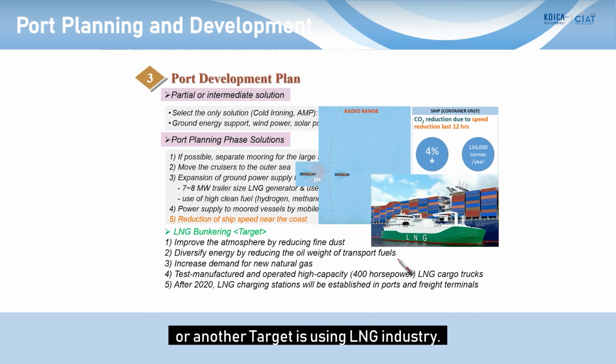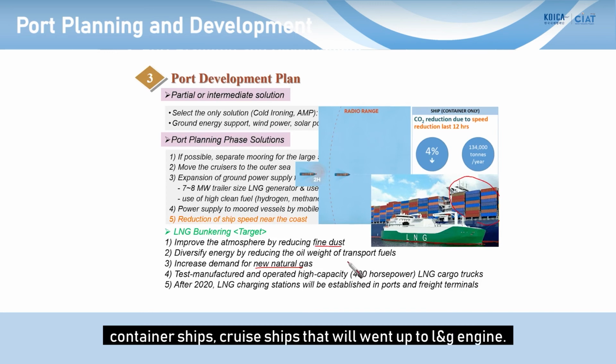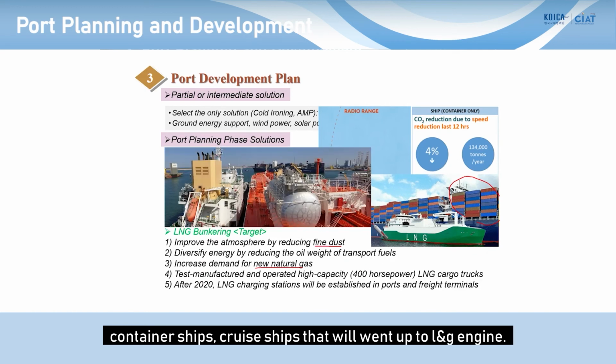So the LNG bunkering industry may reduce fine dust. Therefore, diversify energy by introducing other energy types, for example, natural gas, or the LNG engine system, to container ships and cruise ships. That will reduce a tremendous amount of greenhouse gas. This is one of the LNG engine.